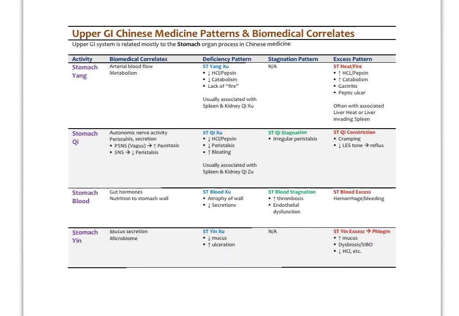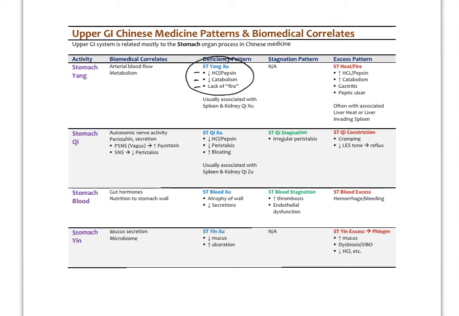Finally, I just want to point out, and this is going to be looking at the stomach, but this really applies. We can really look at stomach as representing the whole upper GI system. That would include the esophagus, even the mouth. So I'm going to put all of those under stomach in Chinese medicine. And so if we look at, for example, stomach yang, this would be really, again, the metabolism of that organ. So we look at the arterial blood flow. So stomach yang deficiency, we'd have less blood flow to the stomach wall or the esophagus. And in the stomach, we'd have less stomach acid, less pepsin, decreased catabolism of proteins. We'd say lack of stomach fire.